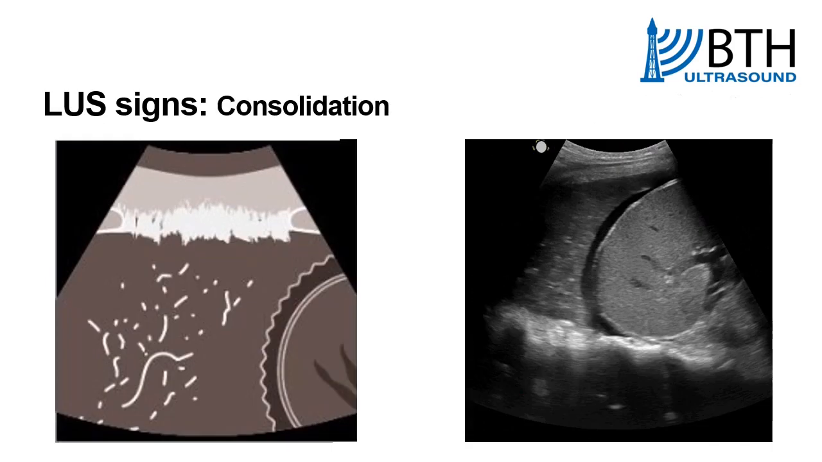As COVID-19 progresses, you start to see an increase in the size of the consolidations to the point that they start to take over large proportions of each lobe, particularly in the dependent regions, and to the point where they take over the whole lobe, so they become completely translobar. And at this point, the patient is usually quite critically unwell.